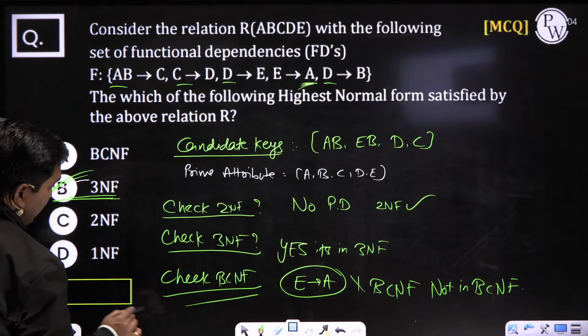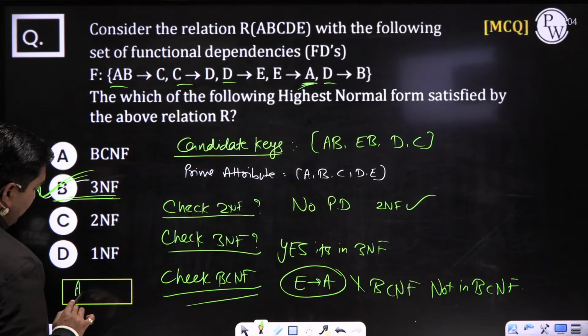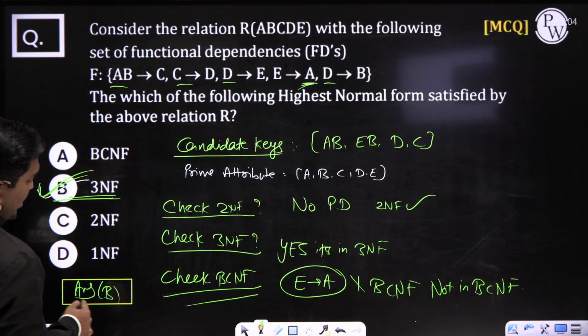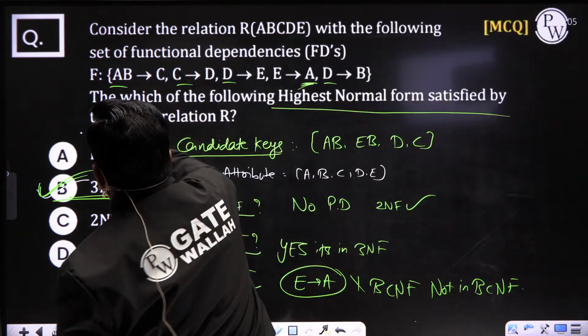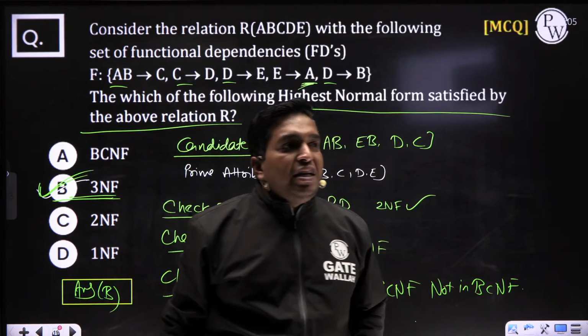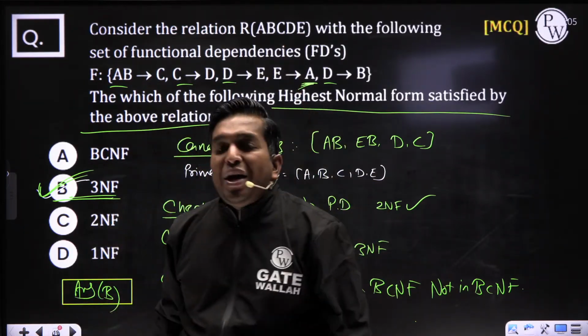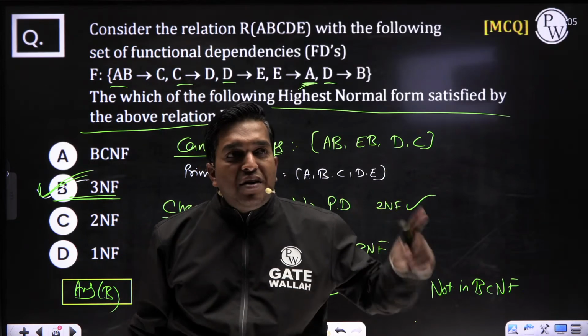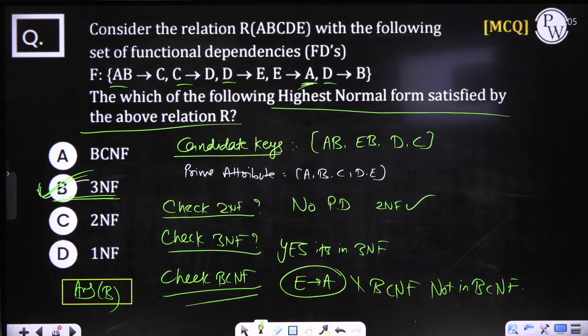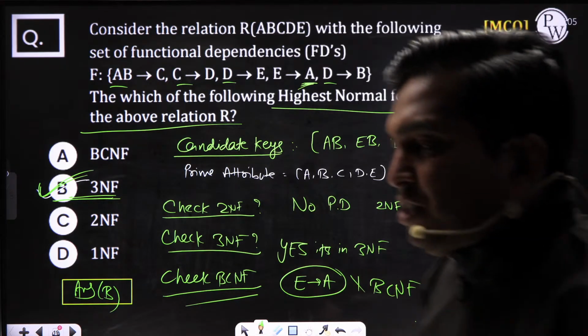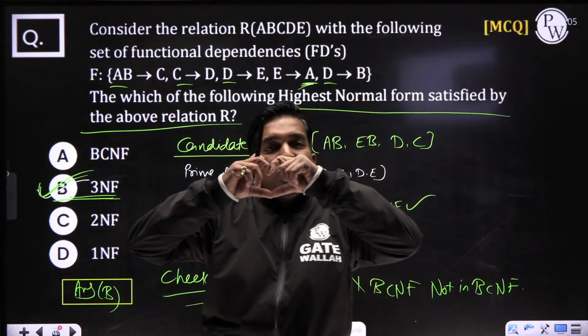So my dear student, what is the right answer for this? The right answer will be B, because it is not an MSQ and it is asking for the highest normal form satisfied by the above relation. Crystal clear, everyone? Tell me fast. Acknowledge please, everyone.